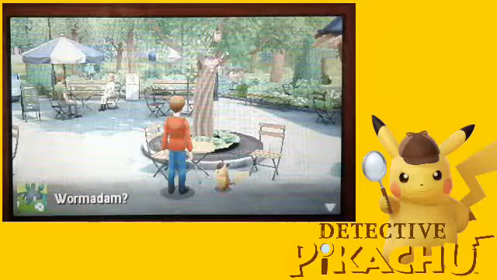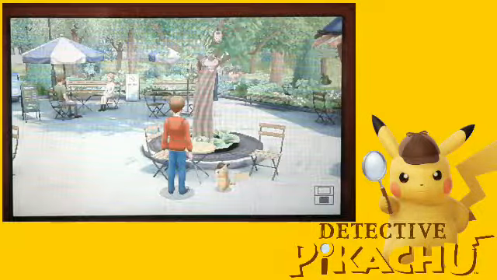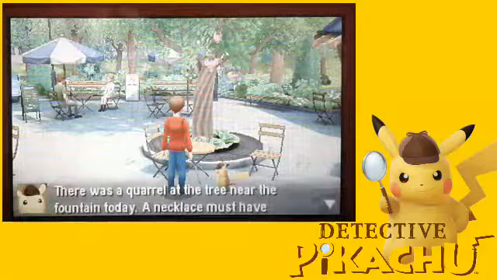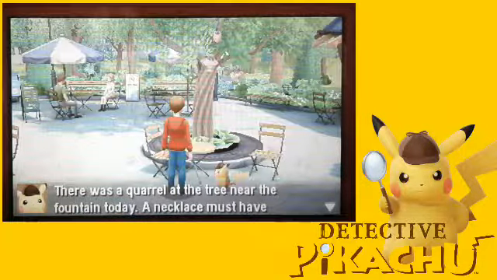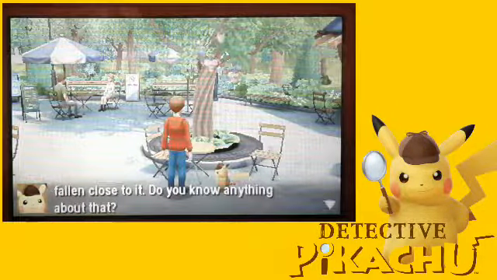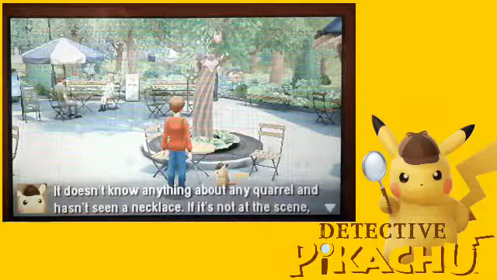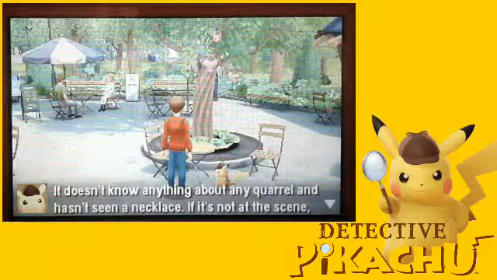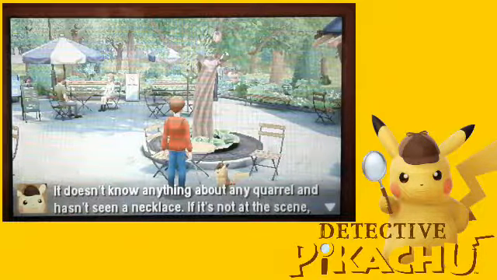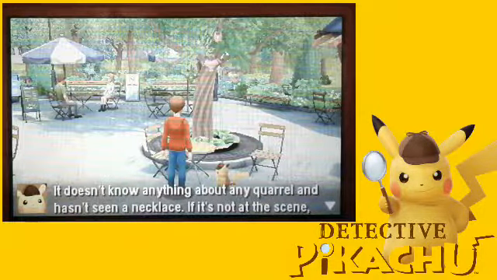Wurma. There was a quarrel at the tree near the fountain today. A necklace must have fallen close to it. Do you know anything about it? Wurma? It doesn't know anything about the quarrel and hasn't seen the necklace.